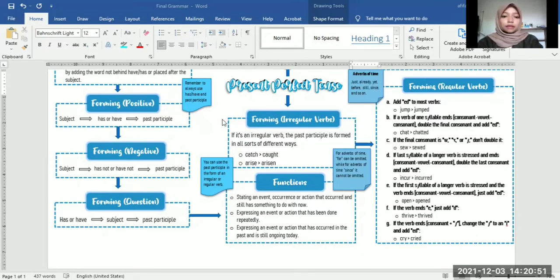The next is, remember to always use has or have and past participle in the present perfect tense form. The last is, you can use the past participle in the form of an irregular or regular verb.